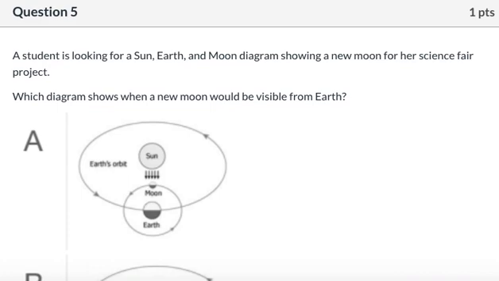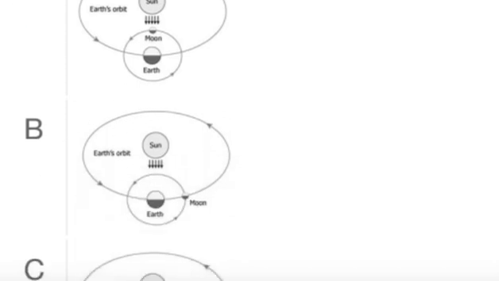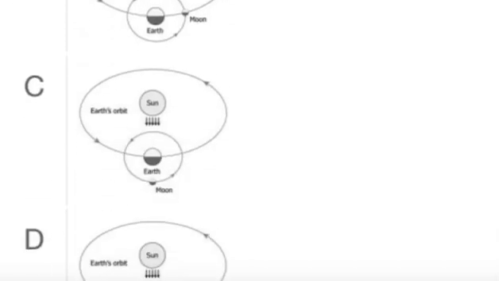Question 5. A student is looking for a sun, earth, and moon diagram showing a new moon for her science fair project. Which diagram shows when a new moon would be visible from Earth? A, B, C, or D?